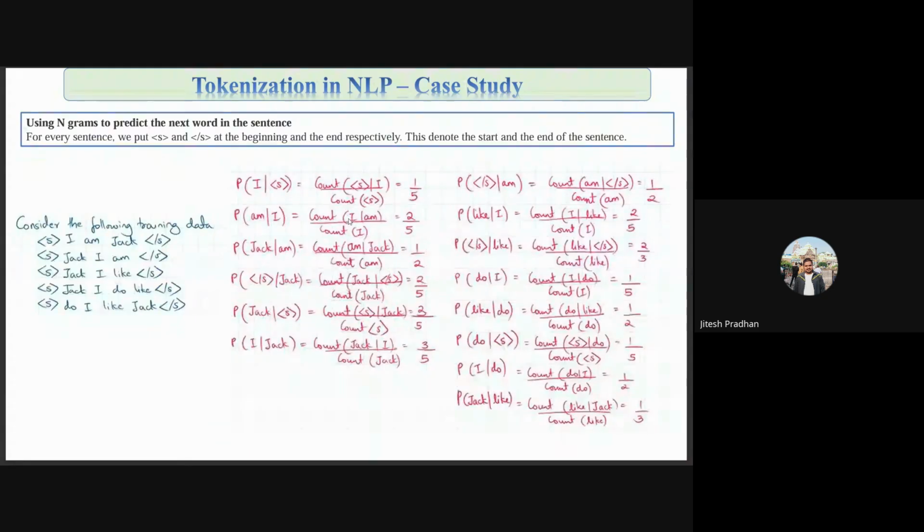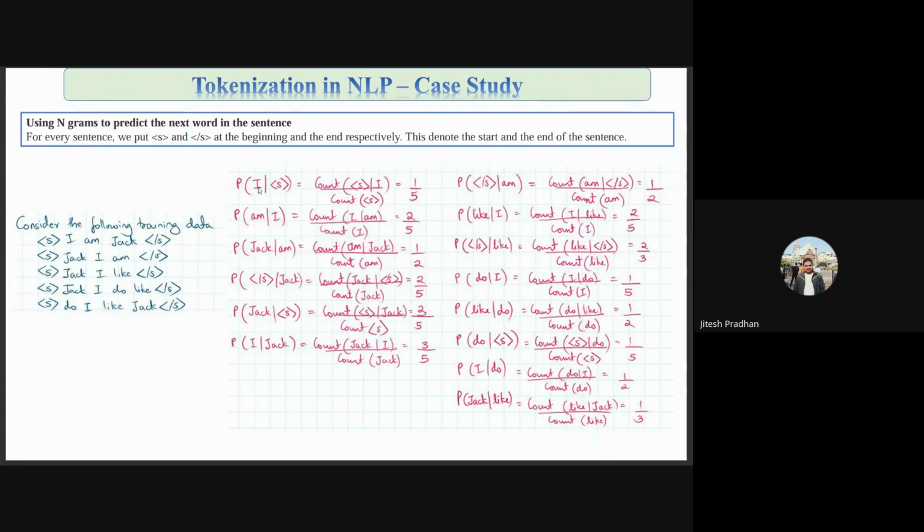Using this bigram model, look at here, this was our corpus. First we need to find all the possible bigrams. So all possible bigrams are, look at here: starting symbol sentence I, I am, am jack, jack ending symbol, starting symbol jack, jack I, I am, and so on. We have to consider all these bigrams.